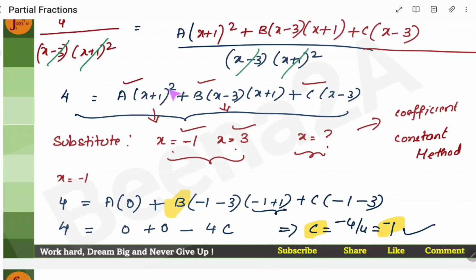Now, here you have x plus 1 the whole square, right? x plus 1 the whole square is nothing but x plus 1 into x plus 1. When I multiply x and x, I'll get x square. What is a coefficient? Coefficient is the number next to x square. What is the number next to x square? 1. There's nothing, which means it's 1. So coefficient of x square is 1.